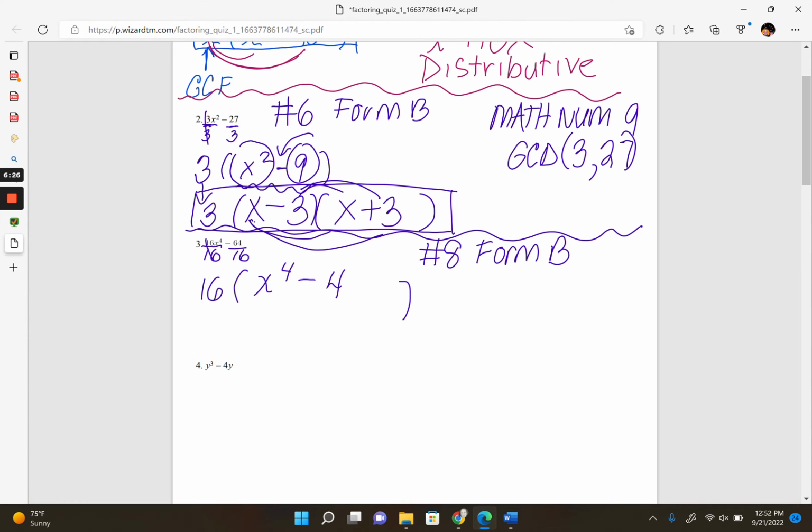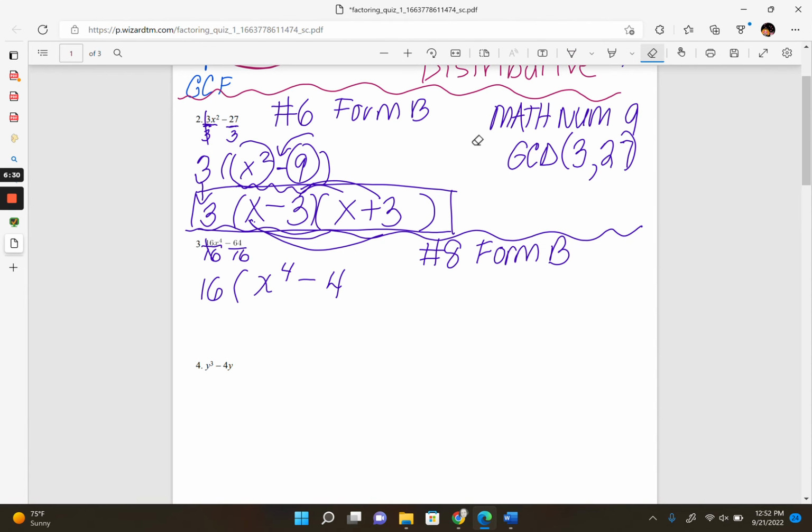I left a lot of space there, sorry about that. Let me fix that up.